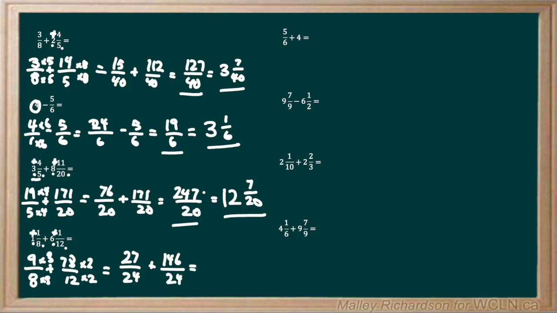Now because they have the same denominator, we can just add our numerators, and 27 plus 146 is 173, over our denominator of 24. Now we can turn this improper fraction into its mixed number. Well, 24 goes into 173 7 times. So we write our 7 as our whole number, and then to find our numerator, we need to find how much is left over. So 24 times 7 is 168, and 173 minus 168 leaves us with a numerator of 5, and our denominator stays the same at 24. So our improper fraction is 173 over 24, and our mixed number is 7 and 5 over 24.